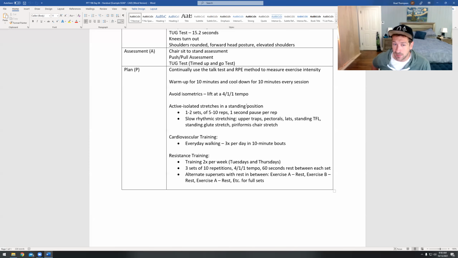We're going to avoid any isometrics, which means we're going to do active isolated stretches for about 1 to 2 sets per exercise, 5 to 10 reps per exercise. And he is only going to hold for 1 second. So, you know, if he's doing his traps, for instance, 1, 2, 1, 2, rather than a big long hold. And then the muscles we're focused on are the upper traps, the pecs, the lats. And then we get into the lower body. We see the TFL. We're going to do a standing glute stretch and a piriformis chair stretch.